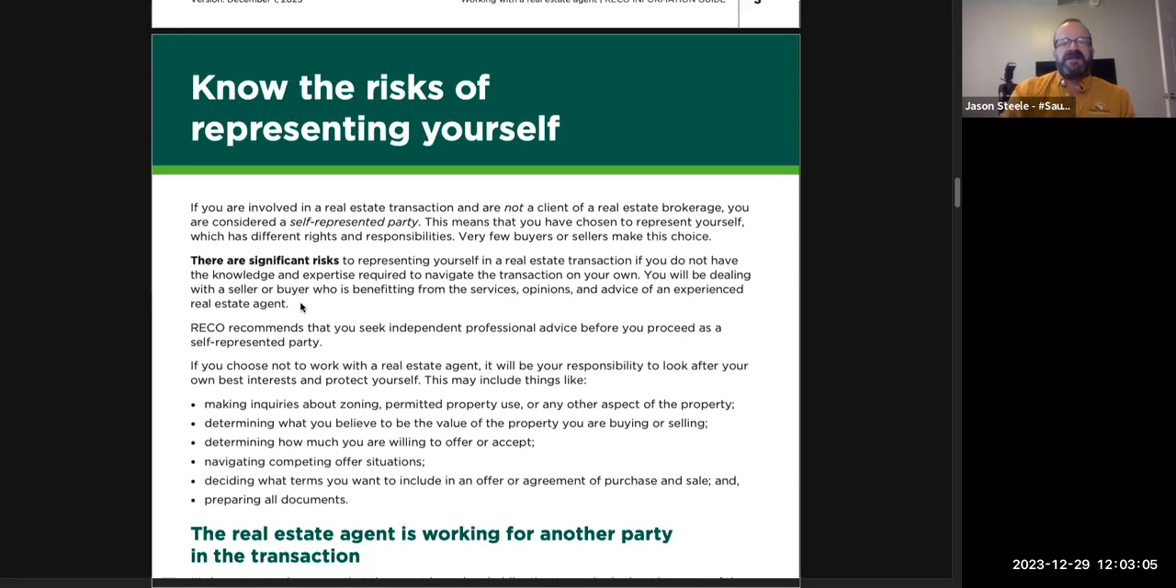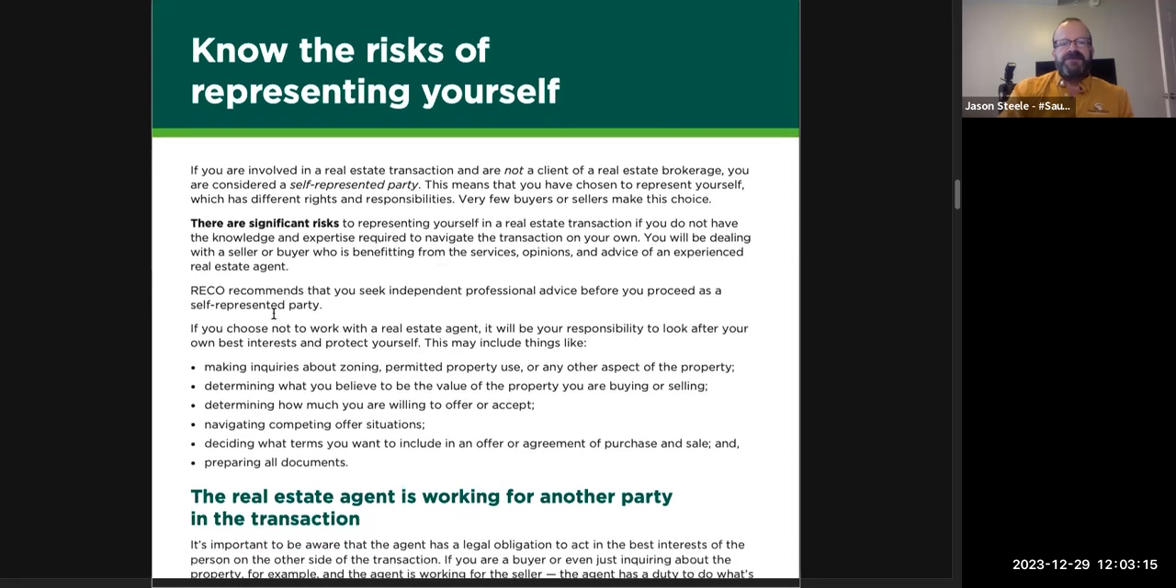You'll be dealing with a seller or a buyer who is benefiting from the services, opinions, and advice of an experienced real estate agent in most cases. RECO also recommends that you seek independent professional advice before you proceed as a self-represented party.